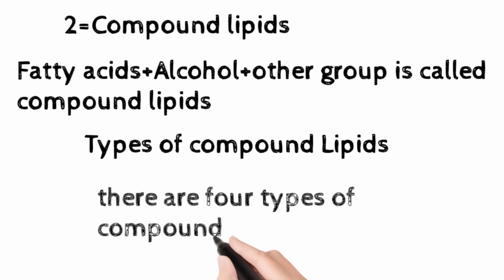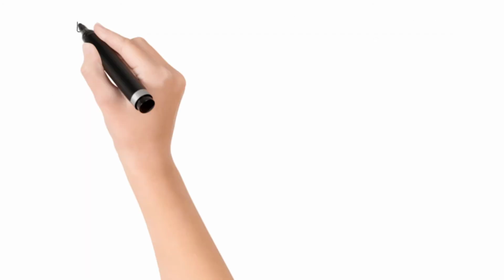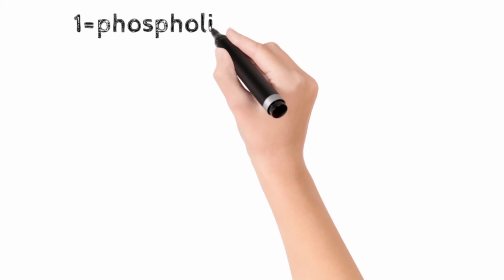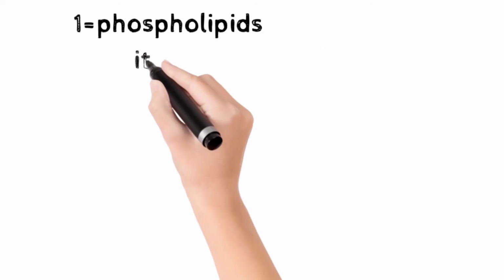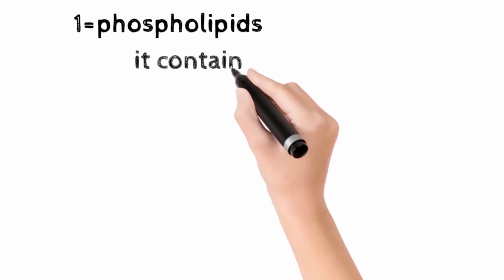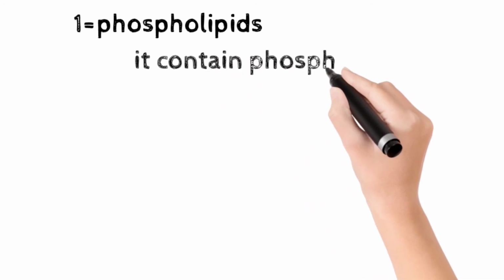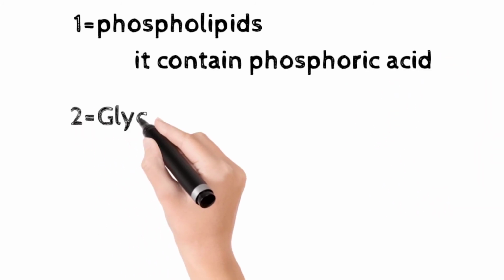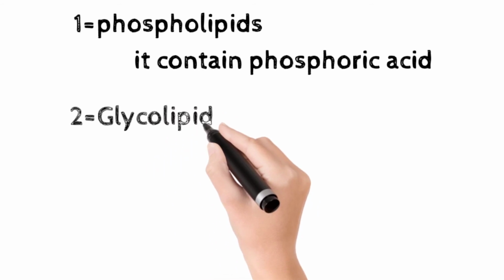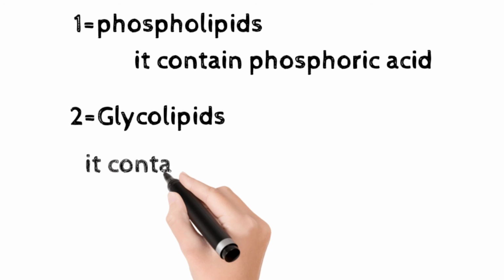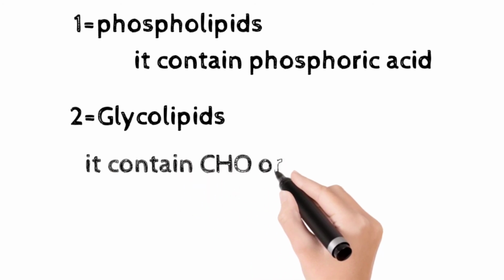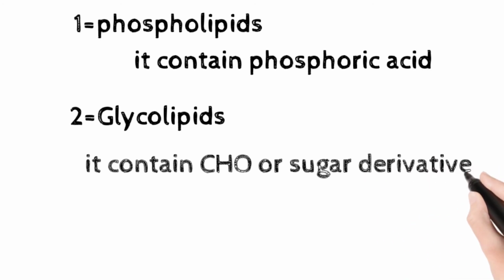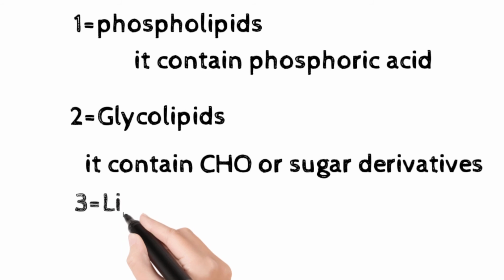There are 4 types of compound lipids. Number one is phospholipids. Now phospholipids have fatty acid, alcohol plus the other group, which is phosphoric acid. This is the phospholipid. Now come to the second type of compound lipid. This is glycolipids, meaning glucose plus lipids. Now the other group in glycolipids is the CHO group, also known as a sugar derivative, because glucose is a sugar derivative.